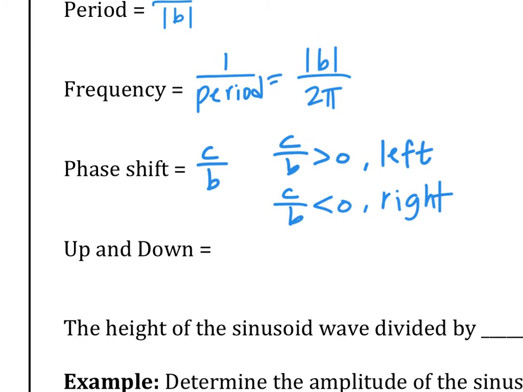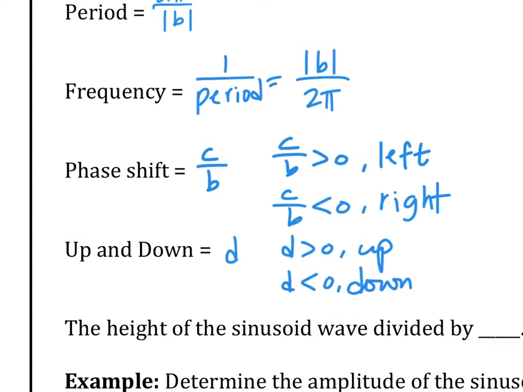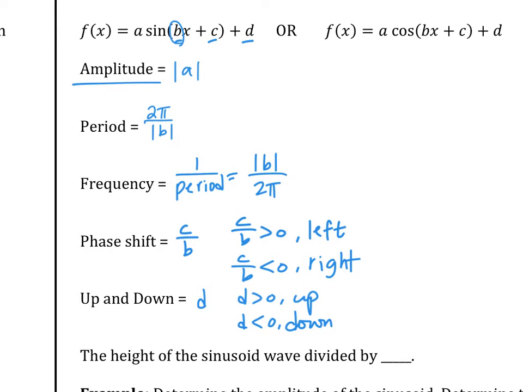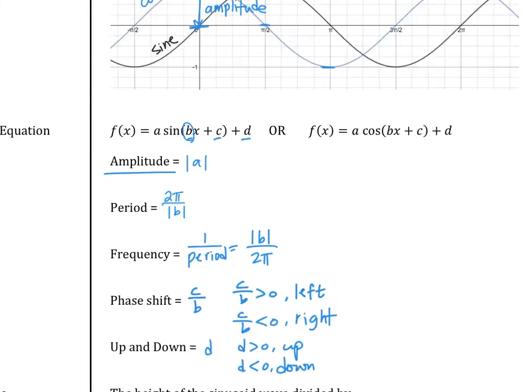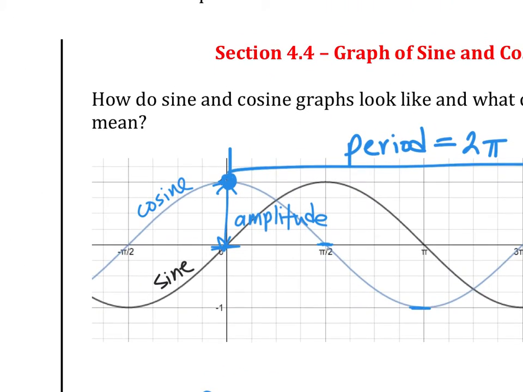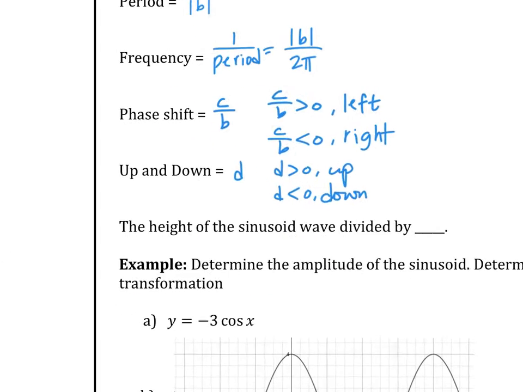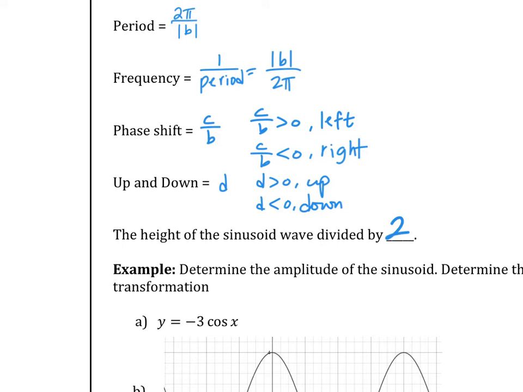And then D is the up and down, just like k before. So if D is greater than 0, it's going to go up. If D is less than 0, it's going to go down. If you're not sure how to find the amplitude from a graph, what you can do is take the total height of the graph, which in this case is 2 units, and then divide by 2. That will also give you the amplitude. So that's another way to find the amplitude.